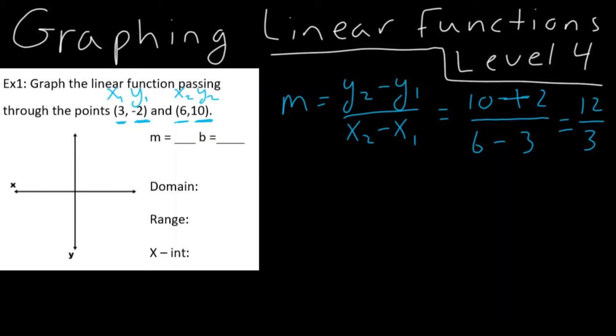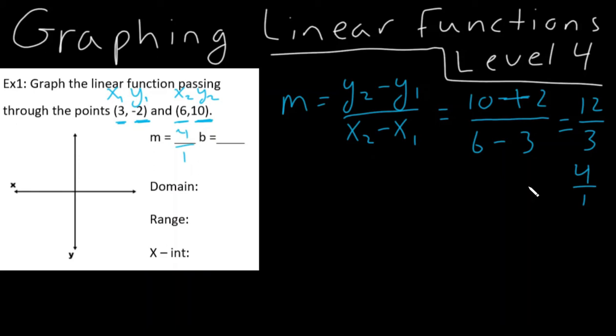Now, we always want to leave our slope as a fraction, however, we do want to reduce it. So ask yourself, what number can both 12 and 3 be divided by? And we know that they can both be divided by 3. And so 12 over 3 actually reduces to 4 over 1. So for my slope over here, m, we can write 4 over 1.